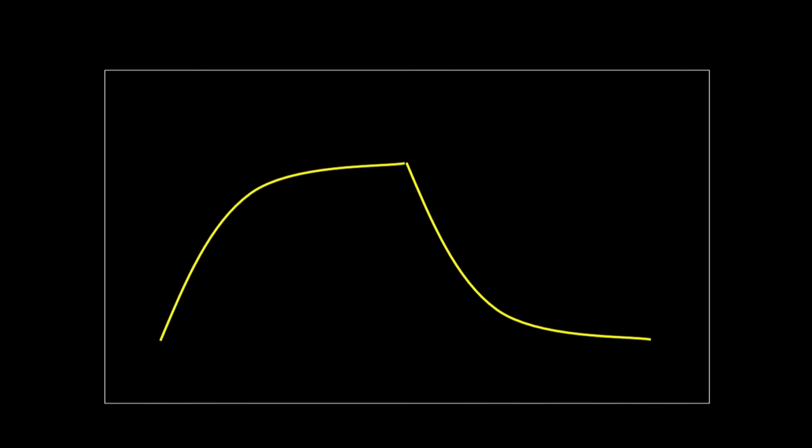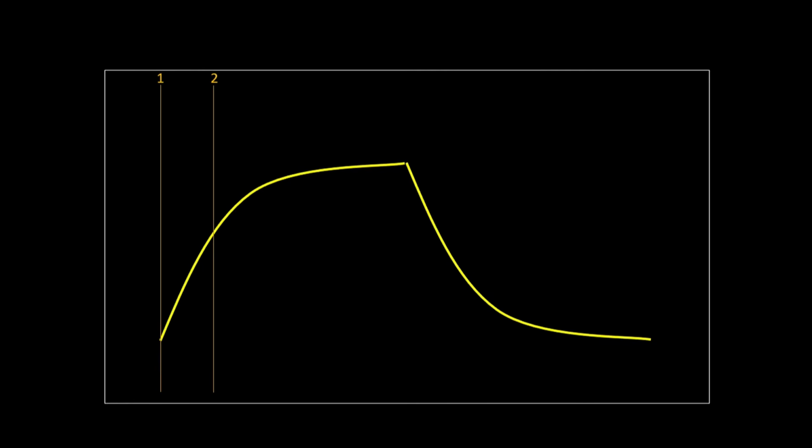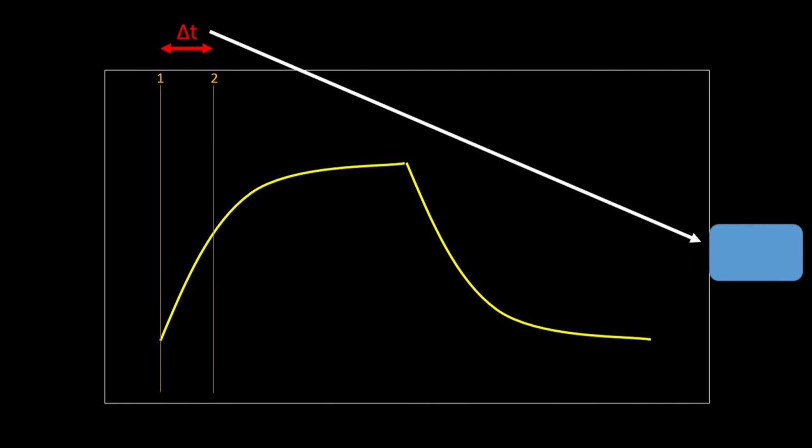So to find the time constant, again from the definition, it is very simple. You will place the first cursor at the beginning of the charging curve. Place the second cursor so that the voltage at the second cursor is equal to 63% of the maximum voltage. The time difference between the two cursors is basically the time constant of your circuit, which will be displayed on the screen of the oscilloscope.